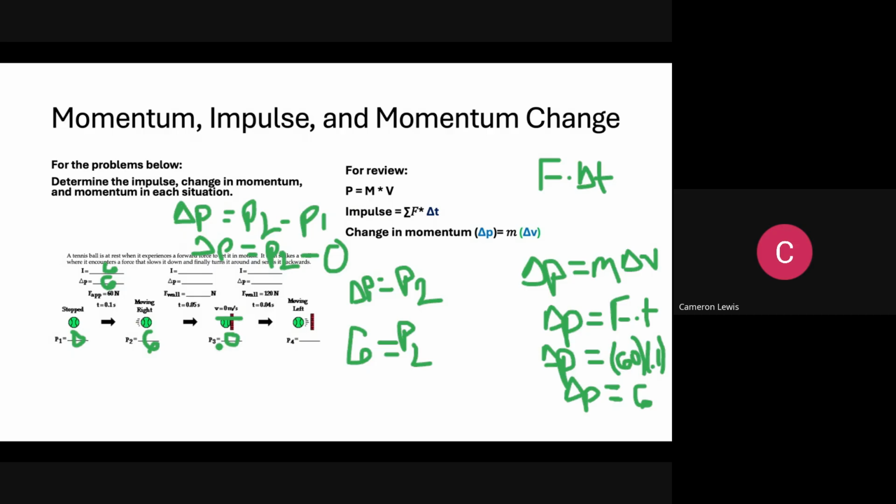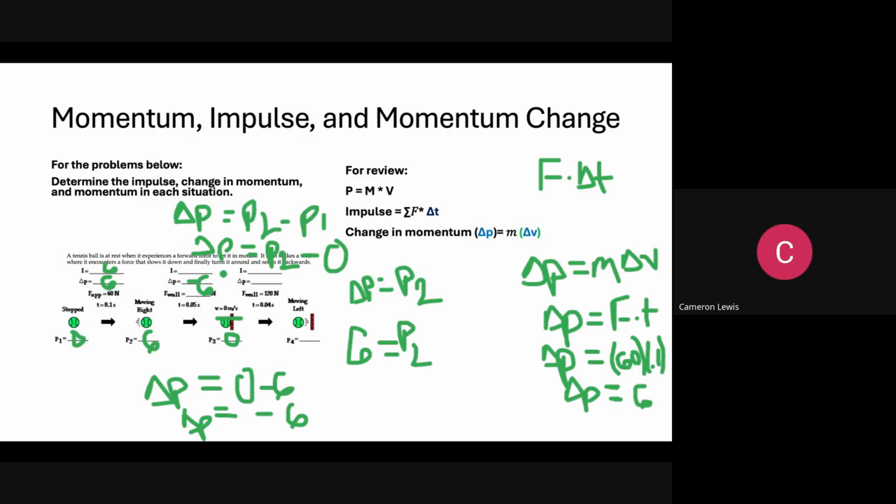So momentum is 0. But what was its momentum beforehand? 6. So did the momentum change? Yeah. By how much? 6, right? Because its initial was 6 and its final was what? 0. 0 minus 6 is how much? 6. Positive or negative? Negative 6, right? So I could say my change in momentum is negative 6.